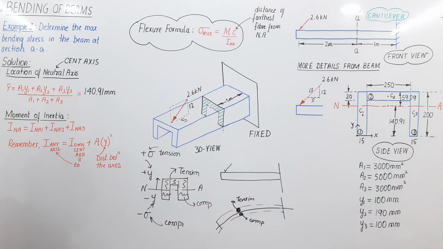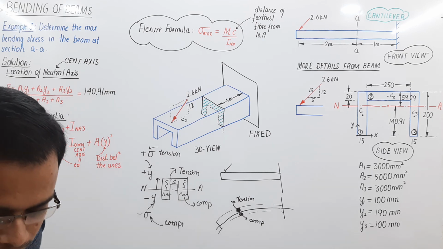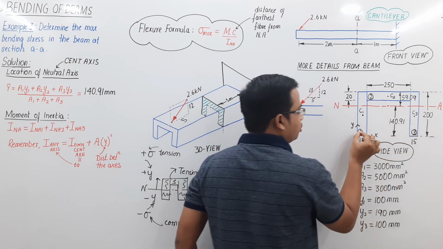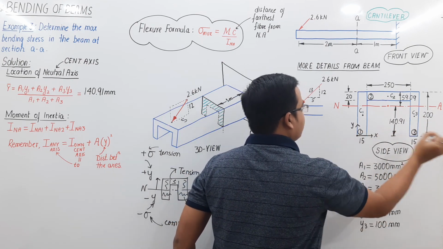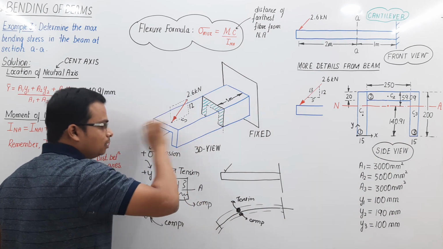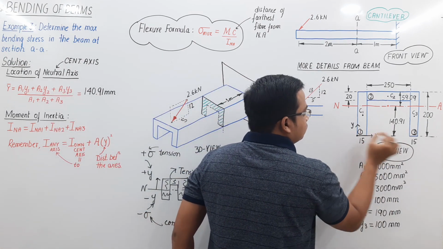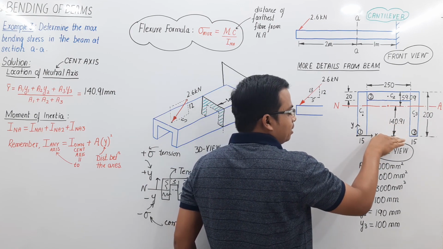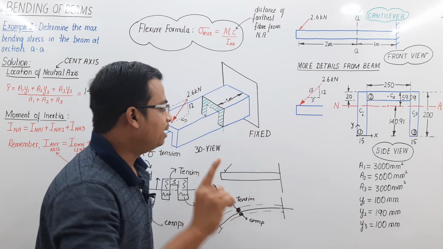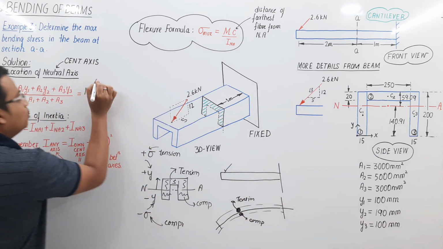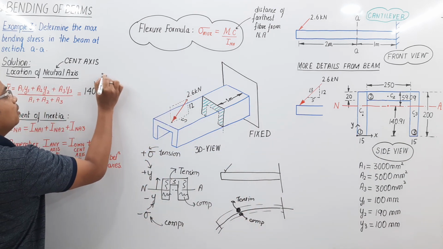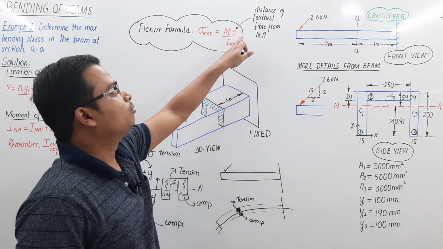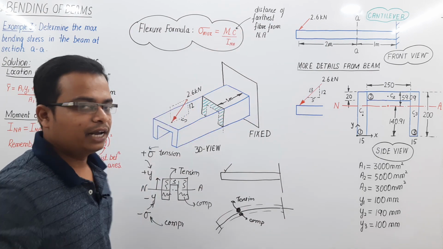So we know exactly the location of the neutral axis. This fiber over here is the neutral axis, and there are going to be fibers right here, all the fibers. All the fibers at a distance of 140.91 are going to undergo maximum bending stress. So you know the value of C is 140.91. Now this is known to us. You don't have to worry about C anymore. That C has been conquered, 140.91, done and dusted.